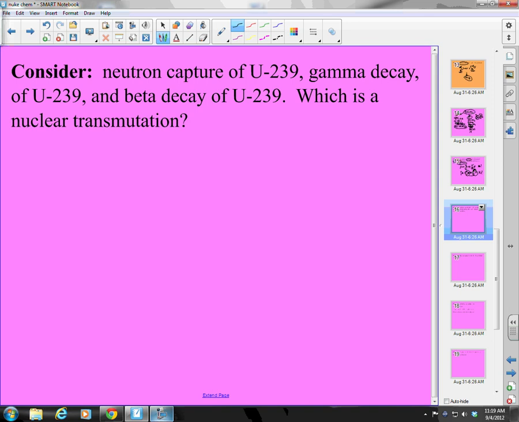Neutron capture of uranium-239, gamma decay of uranium-239, and beta decay of uranium-239, which is a nuclear transmutation? Put me on pause and come back when you have the answer. Okay, so let's see if you are correct. Neutron capture. I have 1, 0 in, plus uranium-239, 92. When I add those things together, I get 240 and 92.